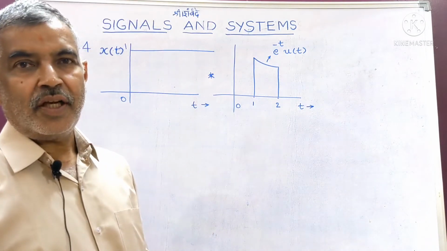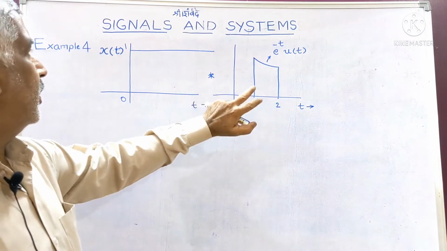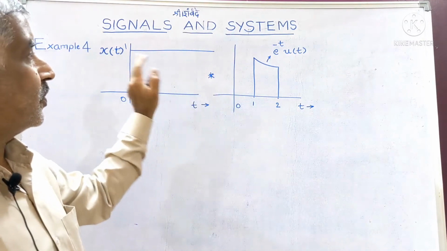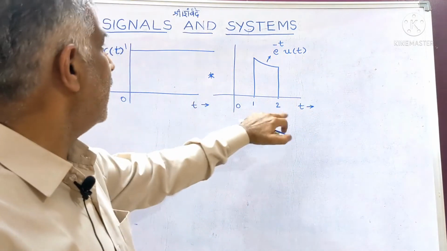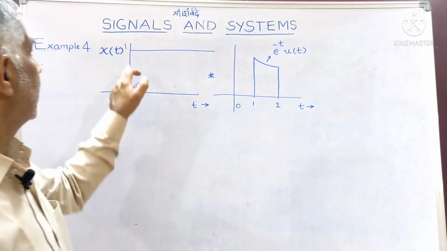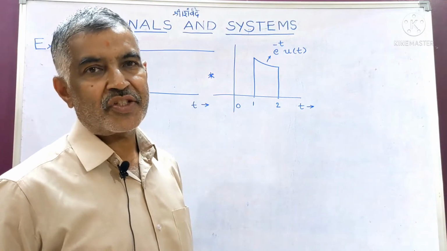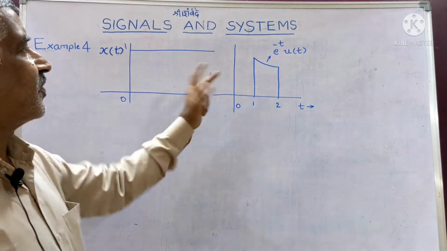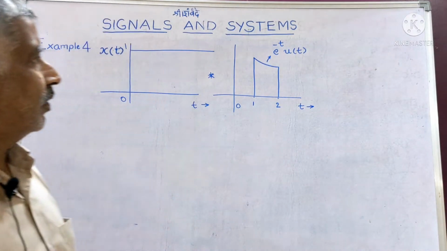Last class I worked out this problem in the other order. First exponential form, then step waveform. So the step waveform was moving and the exponential waveform was standing. Now I have reversed the order for better understanding of the convolution integral.